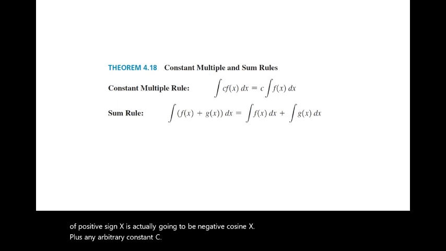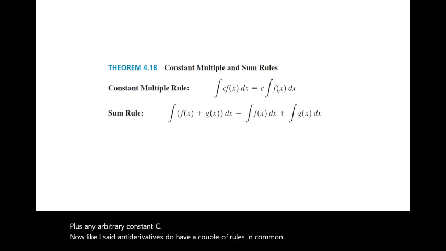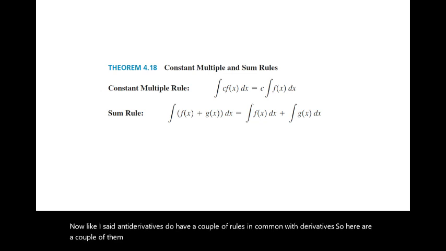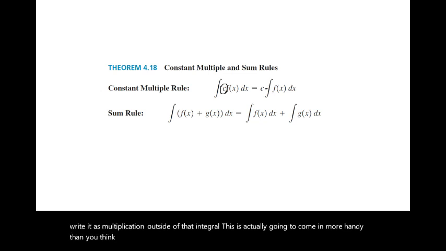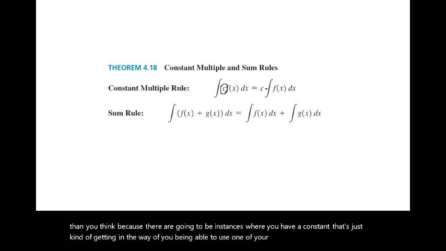Now, like I said, antiderivatives do have a couple of rules in common with derivatives, so here are a couple of them. If you have a constant multiple inside of an integral, you can take it out and write it as multiplication outside of that integral. This is actually going to come in more handy than you think because there are going to be instances where you have a constant that's just kind of getting in the way of you being able to use one of your integral rules that I'm going to give you in a little bit.